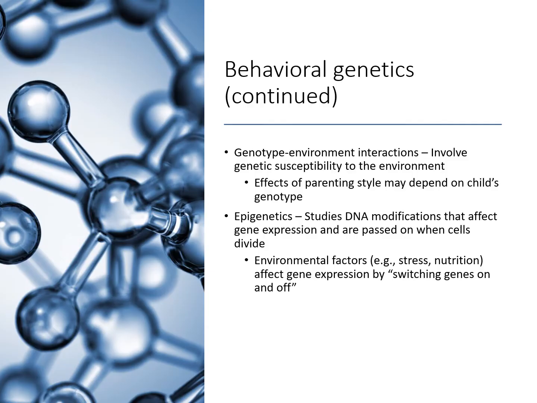Let's take a look at genotype-environment interactions. These interactions involve genetic susceptibility to the environment. So each of you are going to be affected differently by the environment depending upon your genotype. So in this example, the effects of parenting style may depend on a child's genotype. So let's imagine that a child has inherited the genetic tendency to be very sensitive to the environment, to be very sensitive to environmental stimulation, to not deal very well with change.